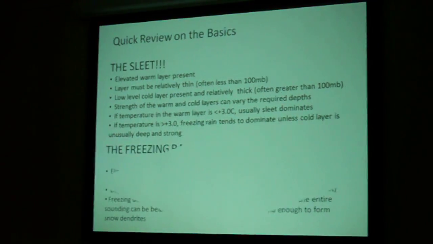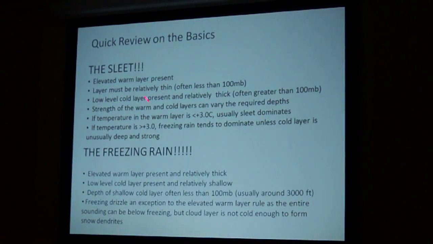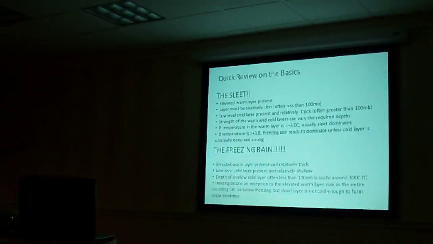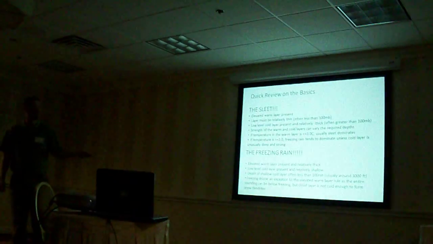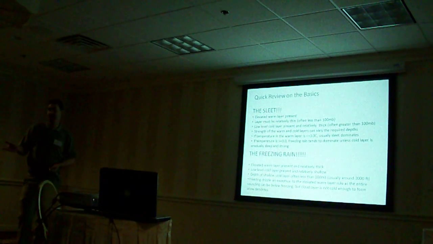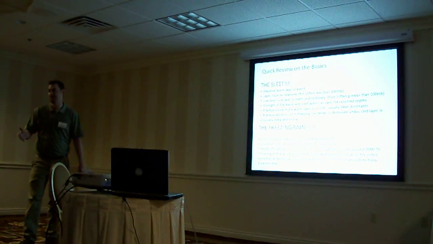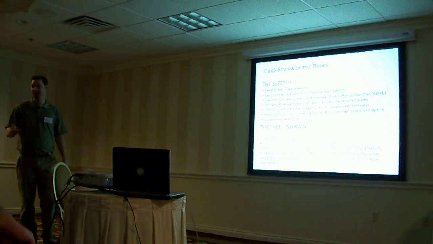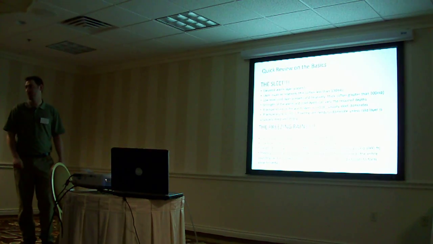Let's get this show on the road. I don't have a clicker with me, so I'll have to do it like this. This is just a quick review of the basics. This was part of last year's presentation, some of you might remember. I went over where you're going to get sleet and where you're going to get freezing rain. They're similar precipitation types, but they both have drastically different effects on our population and everyday life. Of course, the freezing rain is much worse.